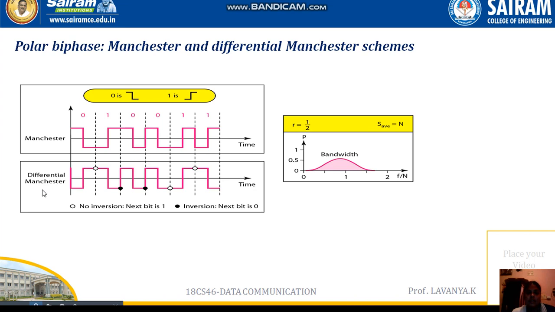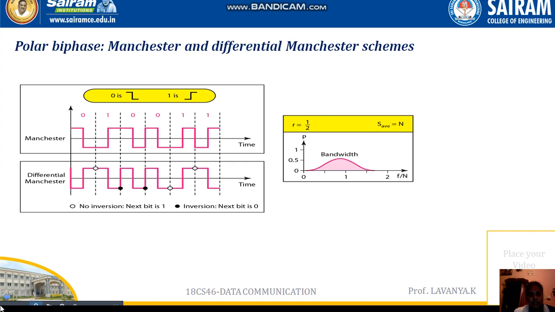Then what is differential Manchester? The differential Manchester should be like the inverse of our NRZ-L as well as the RZ. In differential Manchester, the 0 value will be lower to higher and the 1 value will be higher to lower. Like that, it is the inverse of our Manchester method.